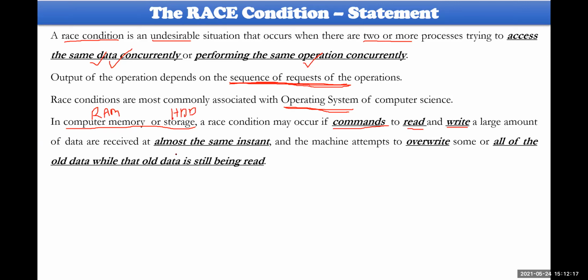At the same instance of time, many overwrites will get secured. What does it mean? All of the old data will be rewritten by newer values, and that could be done continuously. With such kind of operation, a race condition will occur in your system.